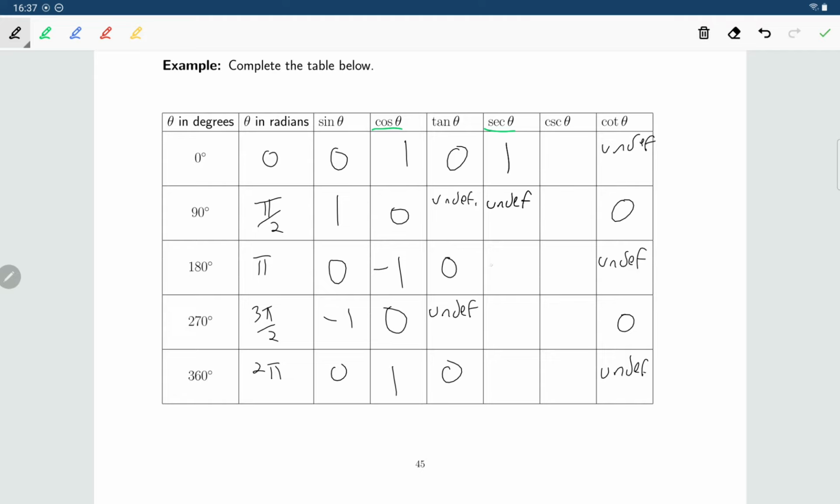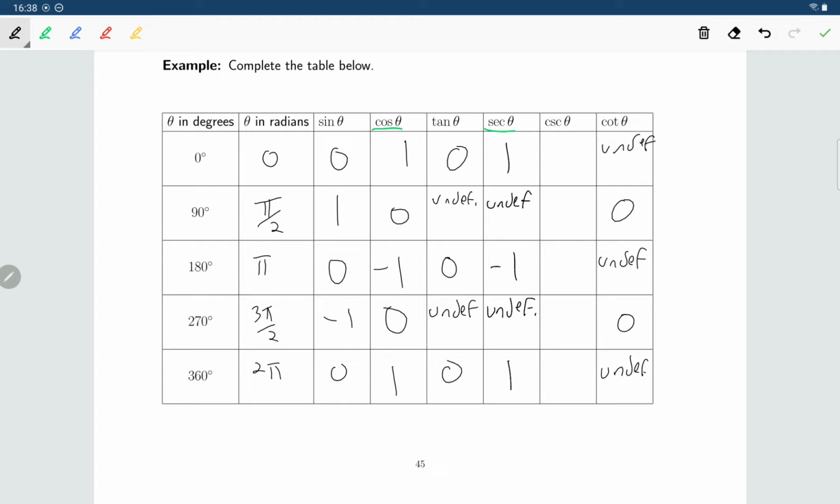Secant of 180, that's the reciprocal of negative 1, which is negative 1. Secant of 270 is the reciprocal of 0, and 1 over 0, that is undefined. And last one, we have secant of 360, that's the reciprocal of 1, which is 1.